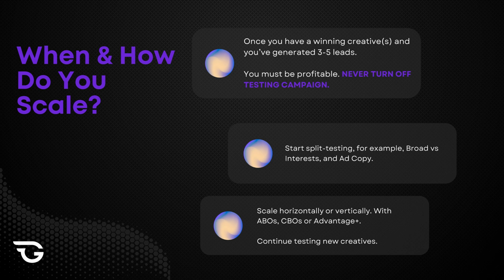For example, you can test broad audiences versus interest-based audiences, or test different versions of your ad copy. You can scale either horizontally or vertically. This can be done using ad set budgets or ABOs, campaign budget optimization CBOs, or Advantage Plus campaign budget. When scaling, continue testing new creatives. You should always be looking for new winning ads.